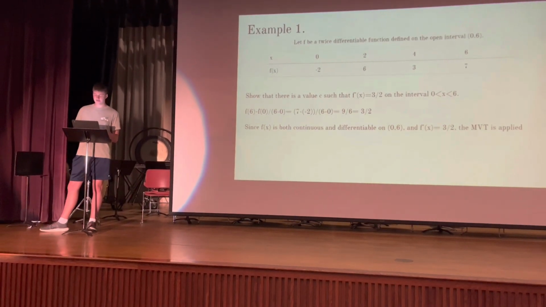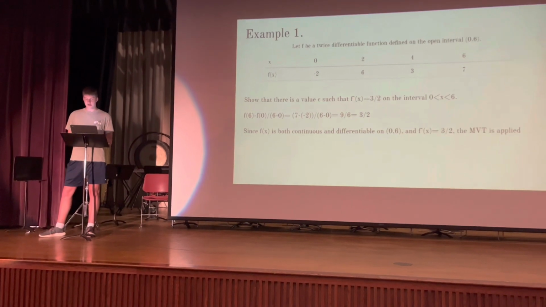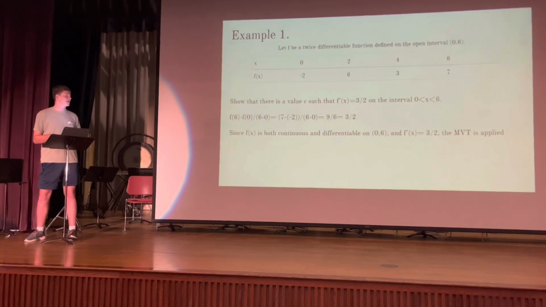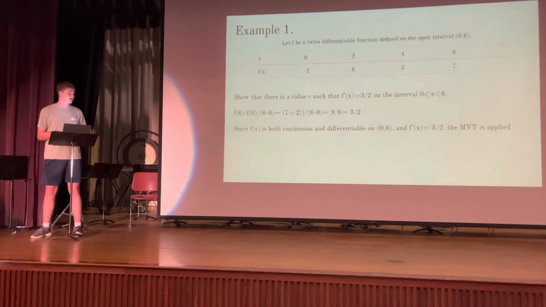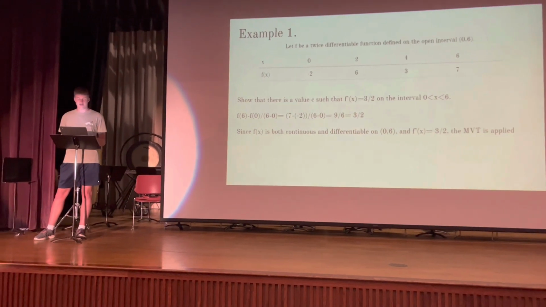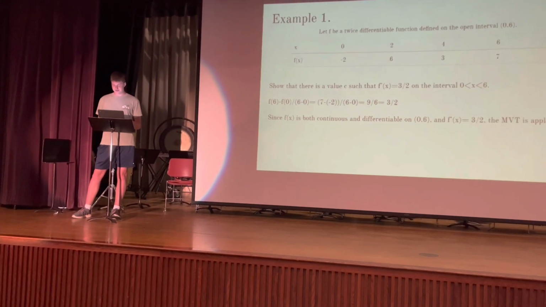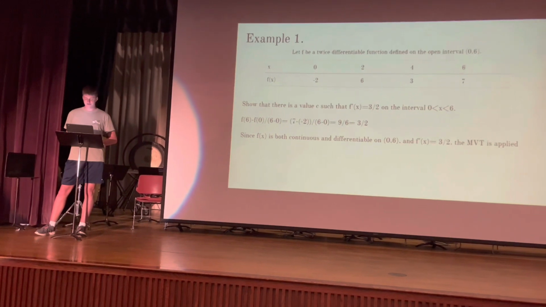So, since f of x is both continuous and differentiable on 0 to 6, and the average rate of change equals 3/2, then the MVT states that there is some c on the interval 0 to 6 where f prime of c equals 3/2.